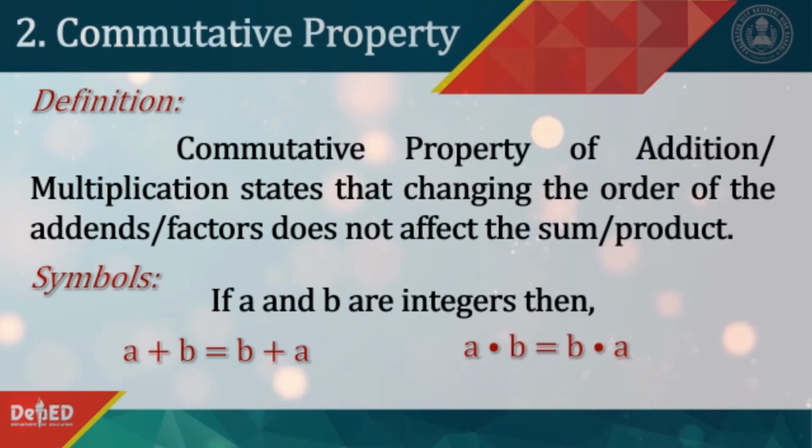Another is commutative property. Commutative property of addition or multiplication states that changing the order of the addends or factors does not affect the sum or product. In symbols, if a and b are integers, then a plus b is equal to b plus a, or a times b is equal to b times a.